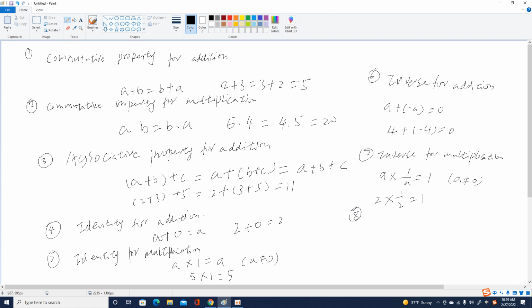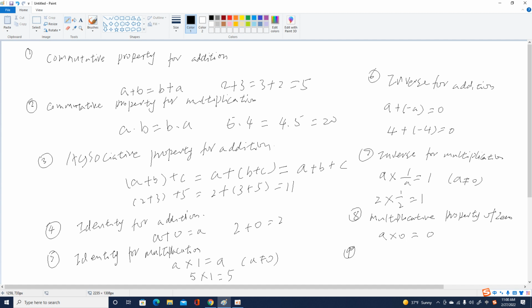The eighth one is multiple of 0. Okay. That means any number multiply 0 still equals 0. Okay, any number multiply 0 will be equal to 0.